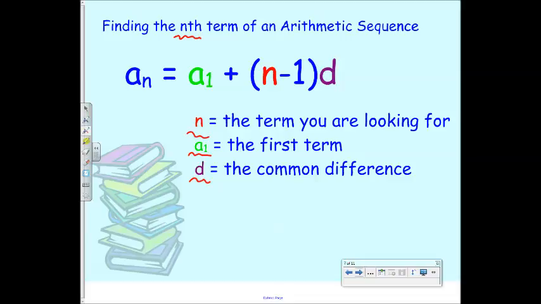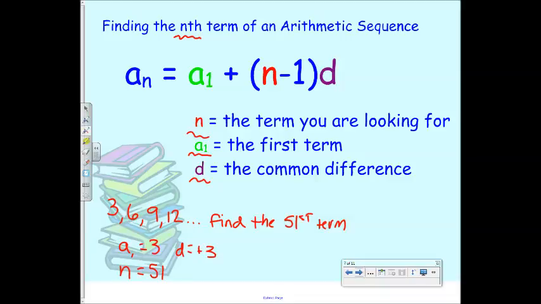So let's say I give you this. 3, 6, 9, 12, excuse me. And I say find the 51st term. All right, what is your A1? A1 is 3. What is your N? 51, because that's the term you're looking for. What is your D? Plus 3. That's all you need to know, and then you just plug it into this formula.